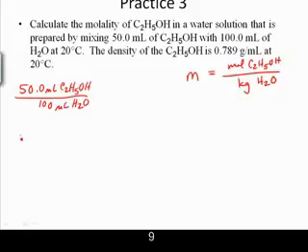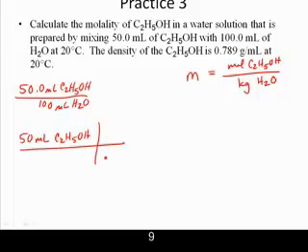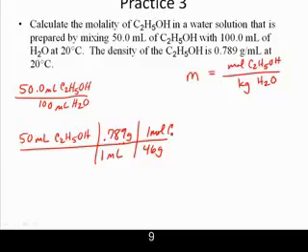Okay, so let's look at the top. If I have 50 milliliters of ethanol, I can use the density to get that into grams. So I have 1 milliliter is 0.789 grams, and that's 46 grams in 1 mole of the ethanol. So that is 50 times 0.789 divided by 46. So 0.858 moles. Alright, so that's going to be moles of the ethanol.